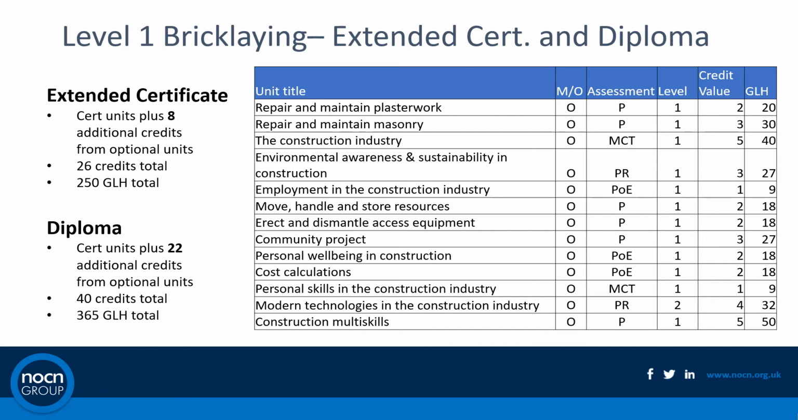So completing those 8 additional credits would take the learner up to 26 credits and gain them the extended certificate in bricklaying. Learners wishing to go on to complete a diploma would do the certificate, again, health and safety, bricklaying and expanding bricklaying skills, plus 22 additional credits from this optional unit bank. That would give them 40 credits in total, and that would take them up to the diploma.